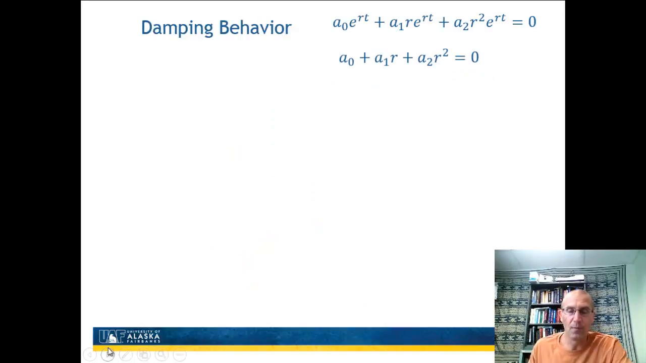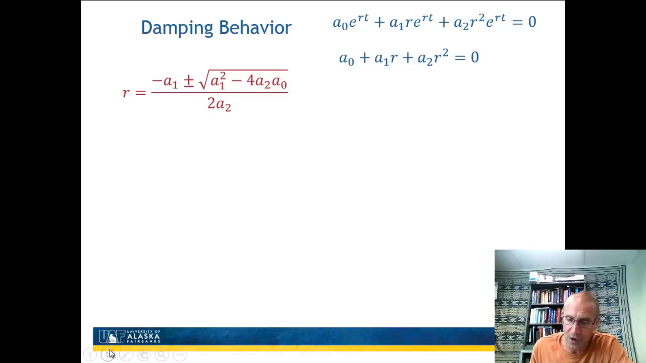I want to talk a little bit more about these constants, because this gives rise to the damping behavior. So I'll reproduce the characteristic equation up here, and I want to determine the roots of this polynomial, so I want to figure out my values of r. Here's my quadratic equation, and using the constants a1, a0, and a2, I can determine my values of r, and that gives rise to a couple of different types of behavior.